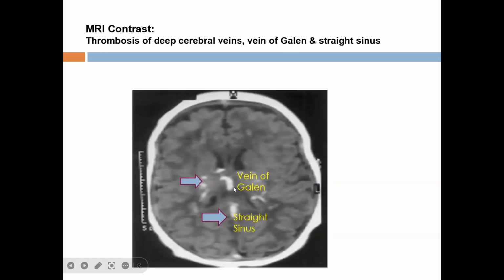Here you are seeing the hyperintense signal changes in the straight sinuses and vein of Galen. The vein of Galen usually drains the subcortical structure and deep venous sinuses, deep brain structures. So any obstruction will lead to the hyperintense signal in the venous sinuses. So patient can present with the diffuse encephalopathy. Next slide.